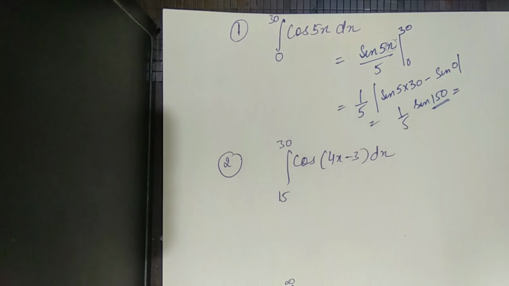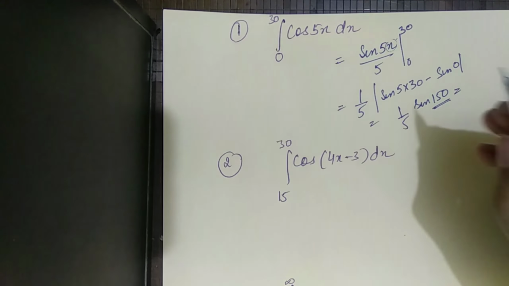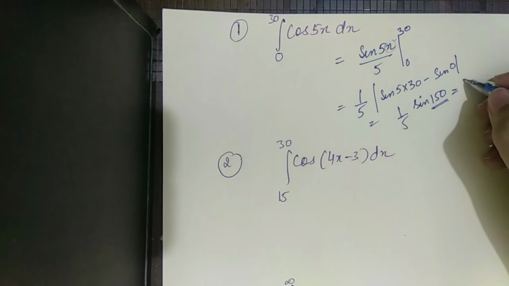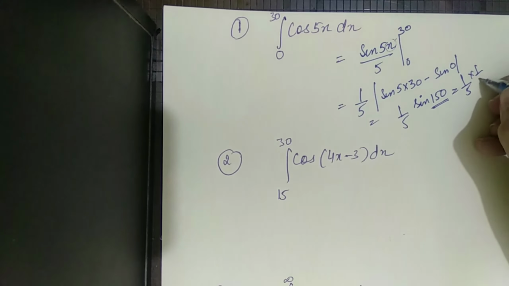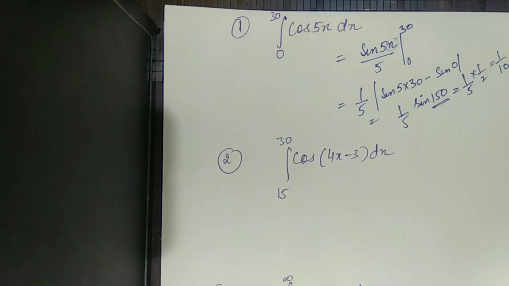Sin 150 is just a multiplication, 5 times 30, right? Sin 150 equals sin 30. So what is sin 30? Sin 30 is 1 by 2. So the answer will be 1 by 10.